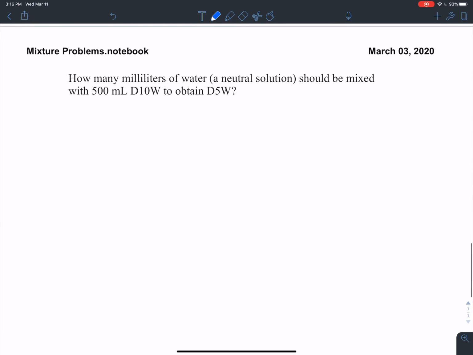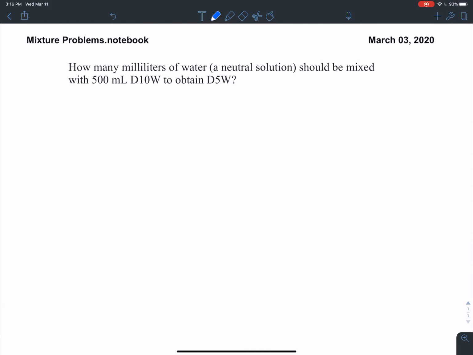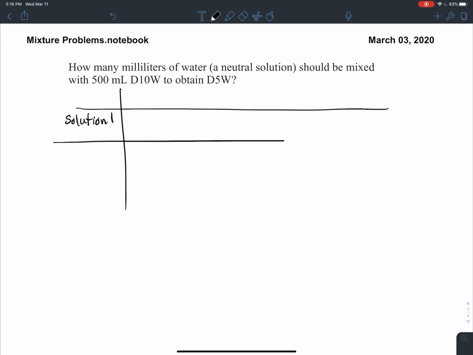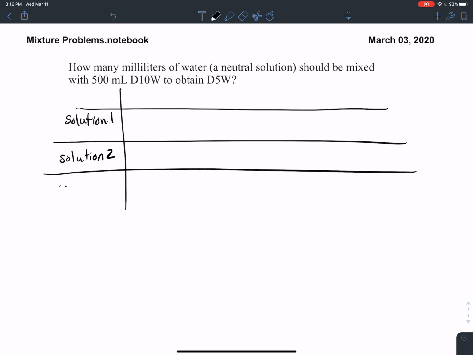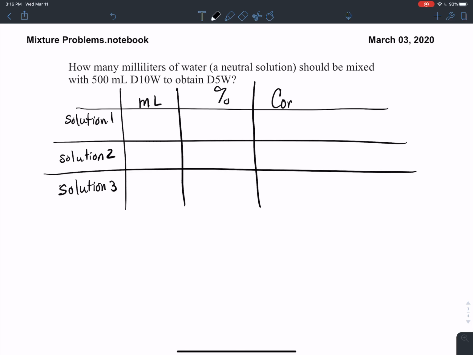If I look at our last example, it says how many milliliters of water, a neutral solution, should be mixed with 500 milliliters of dextrose 10% water to obtain dextrose 5% water. I'm going to set up my table. We have solution 1, solution 2, and solution 3. I have milliliters, percent, and combined, which we get by multiplying.